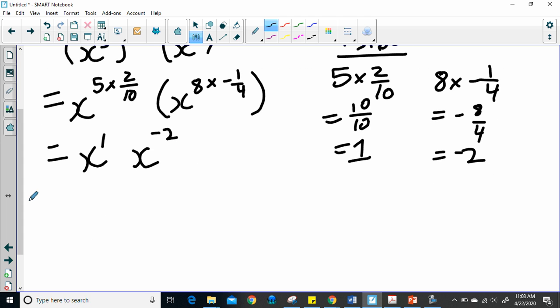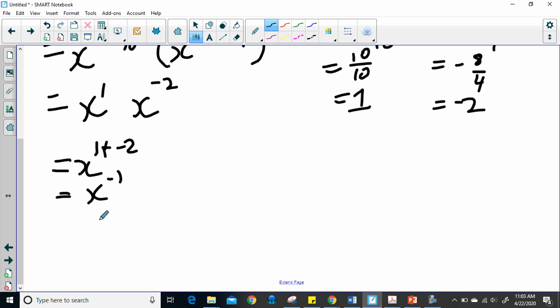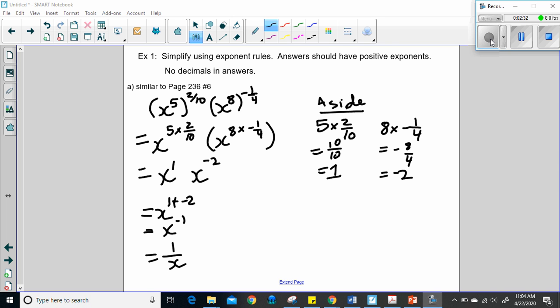Let's finish it off. Now I've got x, so both things have a base of x. They're multiplying, so let's add our exponents. 1 plus negative 2 equals x to the negative 1. For the final answer, we want to make sure it has positive exponents. So my final answer for all of this is 1 over x. Done. I just zoomed out here so you can see the full solution.